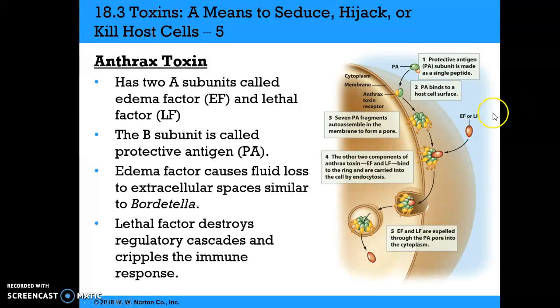Here in the graphic, you can see the protective antigen subunit is made as a single peptide. The protective antigen then binds to the host cell surface. 7 PA fragments autoassemble in the membrane to form a pore. The other two components of the anthrax toxin, EF and LF, bind to the ring and they're carried into the cell by endocytosis. And then EF and LF are expelled through the PA pore into the cytoplasm.